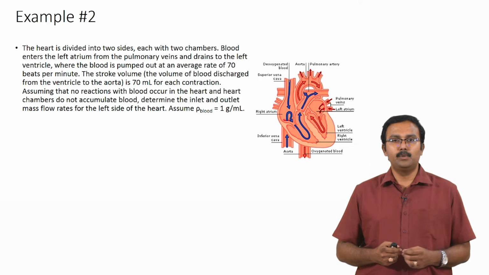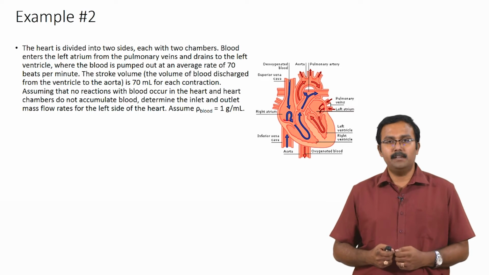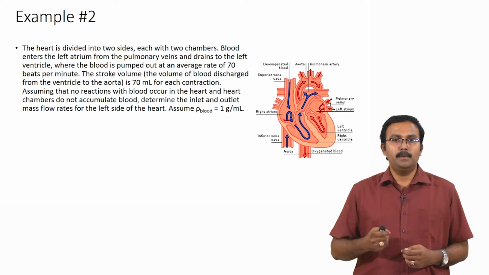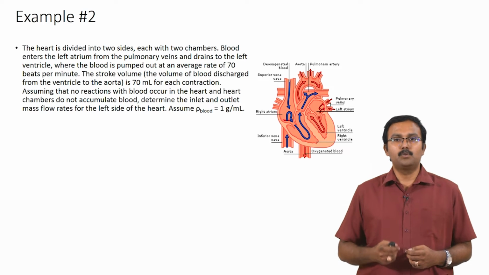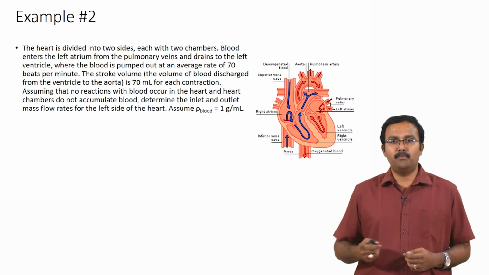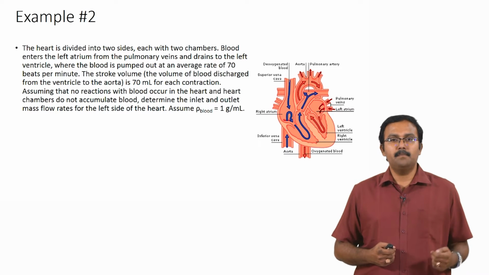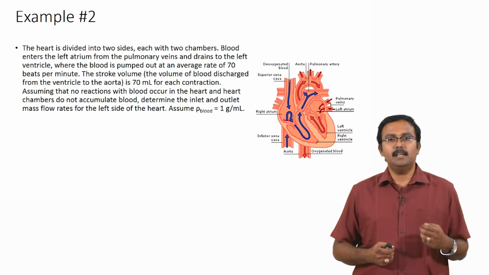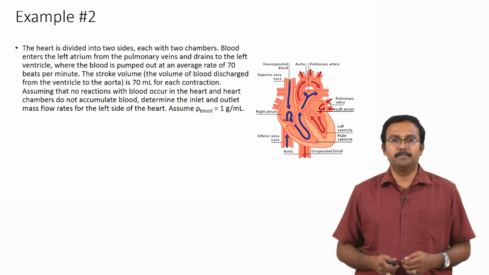The heart is divided into 2 sides, each with 2 chambers. Blood enters the left atrium from the pulmonary veins and drains to the left ventricle, where the blood is pumped out at an average rate of 70 beats per minute. The stroke volume, which is defined as the volume of blood discharged from the ventricle to the aorta, is 70 ml for each contraction. Assuming that no reaction with blood occurs in the heart and the heart chambers do not accumulate blood, determine the inlet and outlet mass flow rates for the left side of the heart. You can assume the density of blood to be 1 gram per ml.